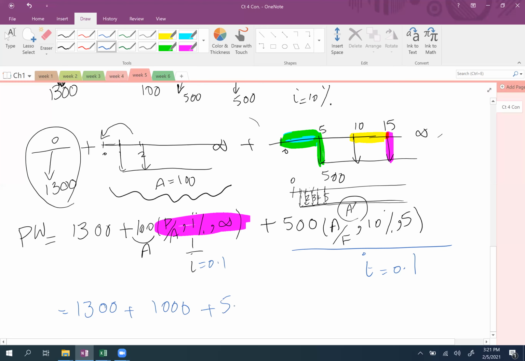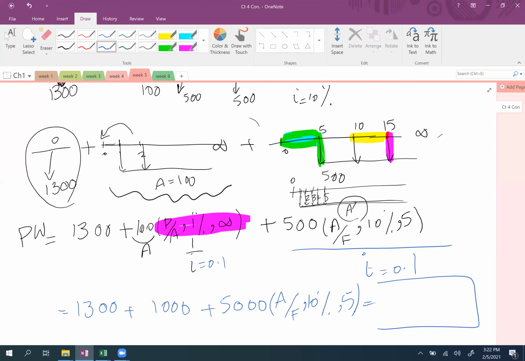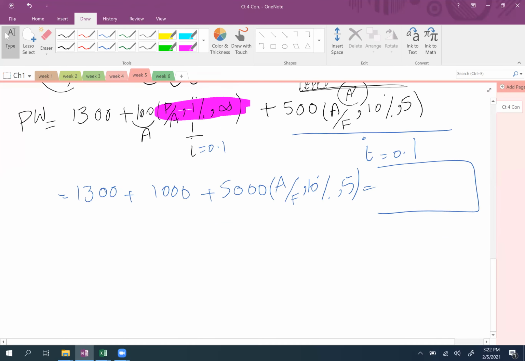1,000 plus 5,000, which will be, no, it will be 5,000 times A given F, 10%, and 5. So you just need to do the math to find out what is the final present worth of this cash flow diagram. So with this information that we said capitalized cost is, for example, here, or generally capitalized cost is A over I, we can start solving another example.